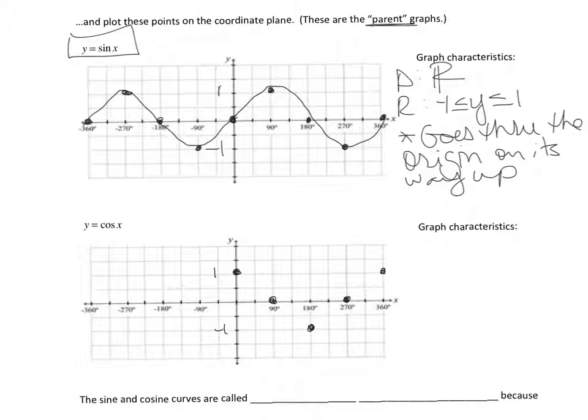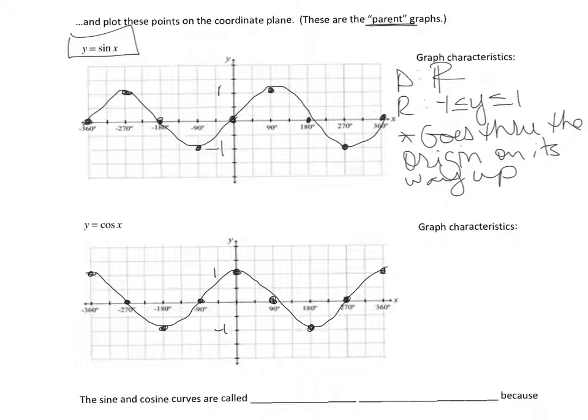And if we went around the circle in the clockwise direction, -90 would have a cosine of 0, -180, cosine of -1, -270 is 0, and the cosine of -360 would be back up here at 1. So let's connect these points with a nice smooth curve.